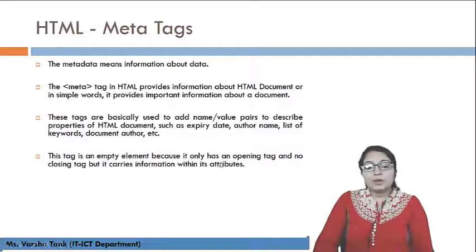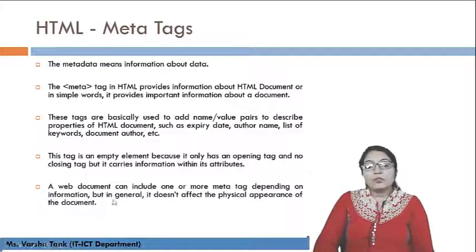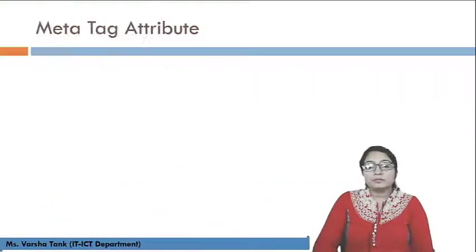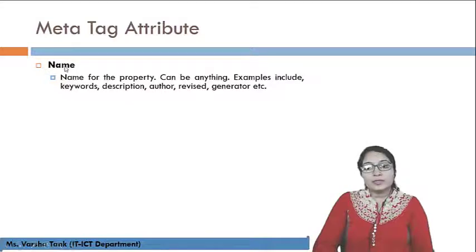This tag is an empty element because it only has an opening tag and no closing tag, but it carries information within its attributes. A web document can include one or more meta tags depending on the information, but in general, it does not affect the physical appearance of the document because it will not display anything on the document. It just provides extra information about the web document. So here the meta tag attributes: first is name. Name is the name for the property, it can be anything. Examples include keywords, description, author, revised, generator, etc.